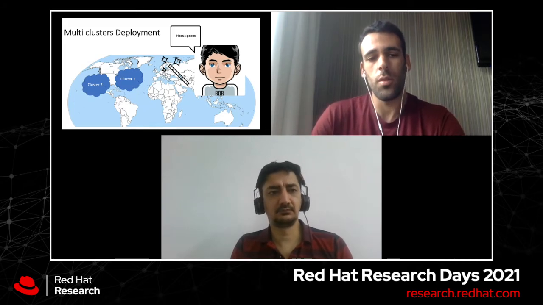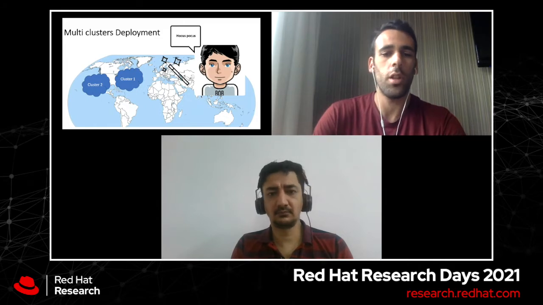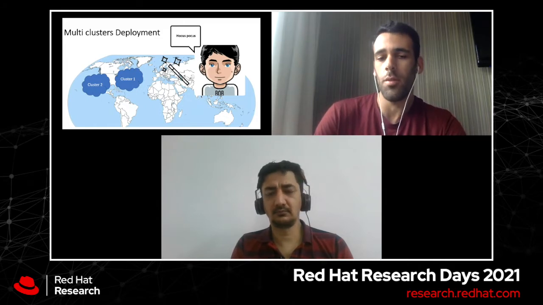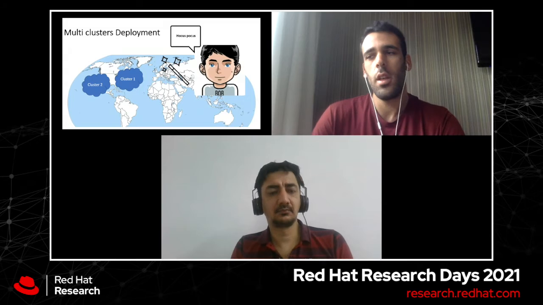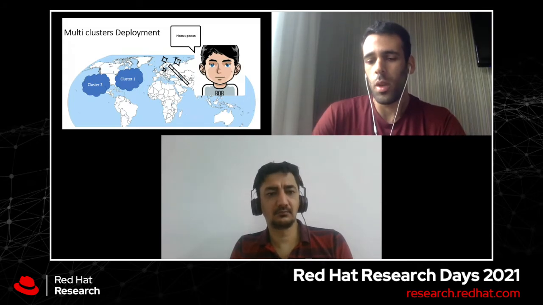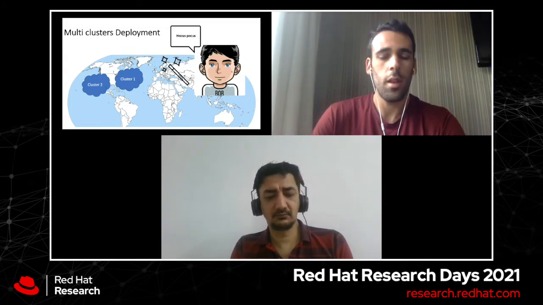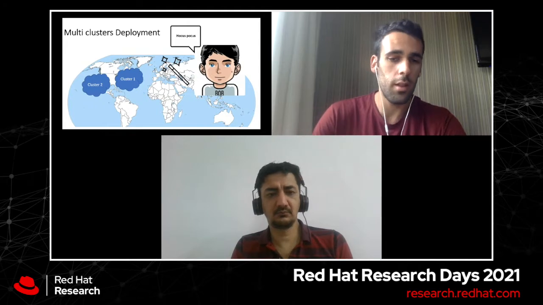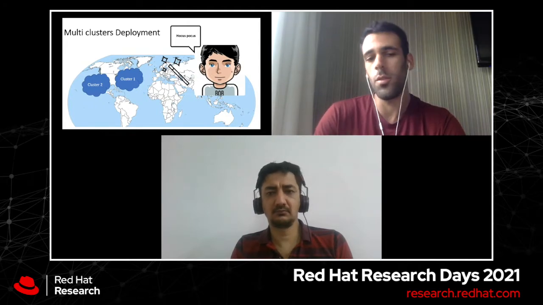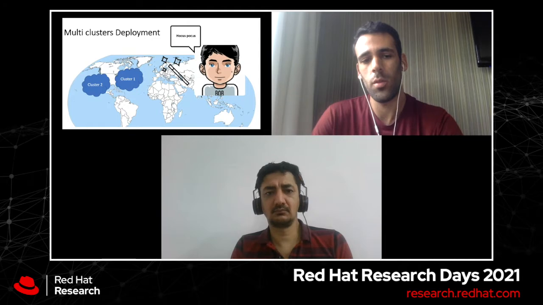If there is an outage in one cluster, we can direct traffic to another cluster. It allows us to have canary release and A/B testing. And besides that, it provides better performance for customers in the West Coast.